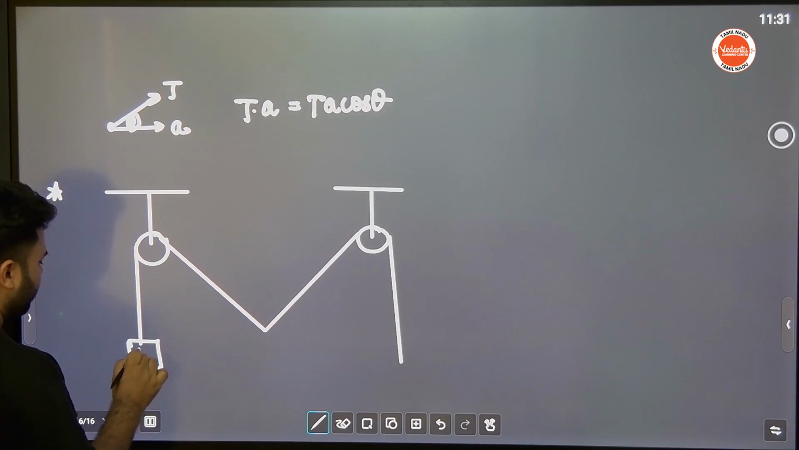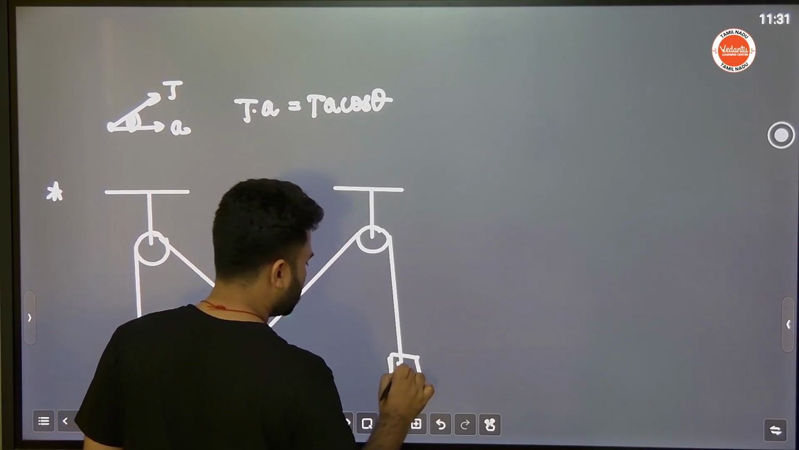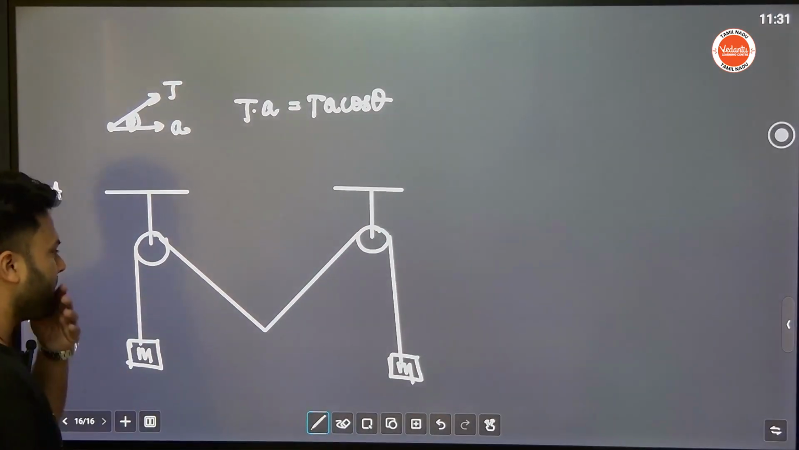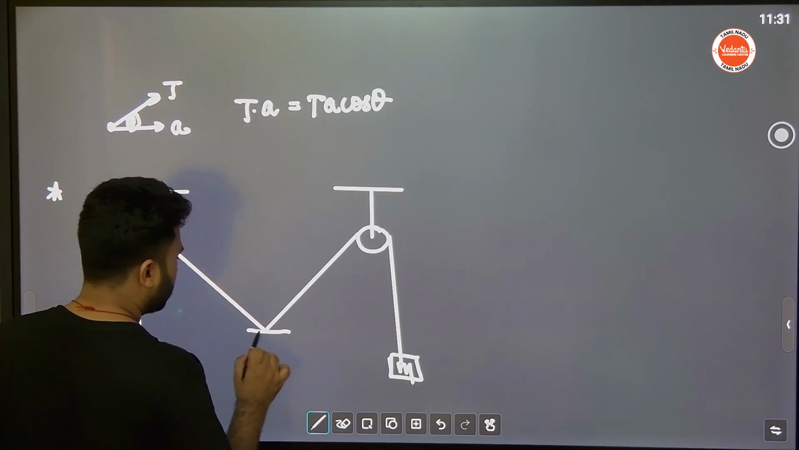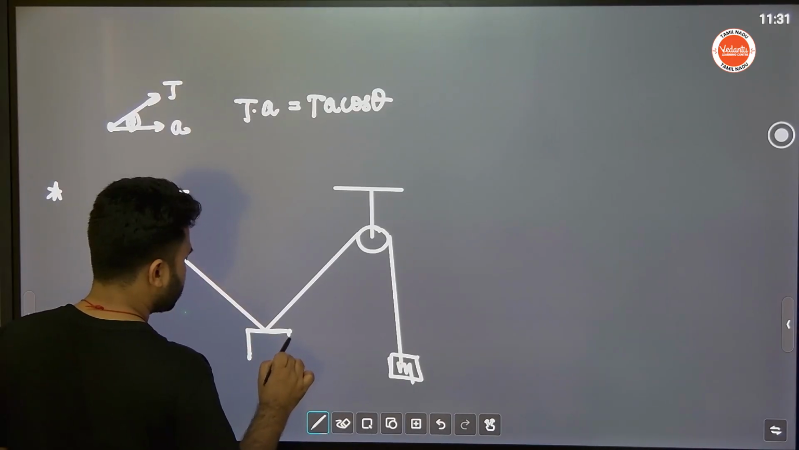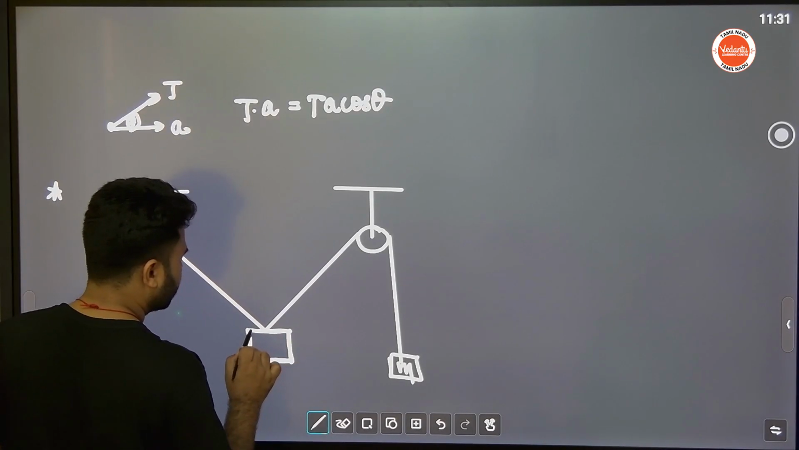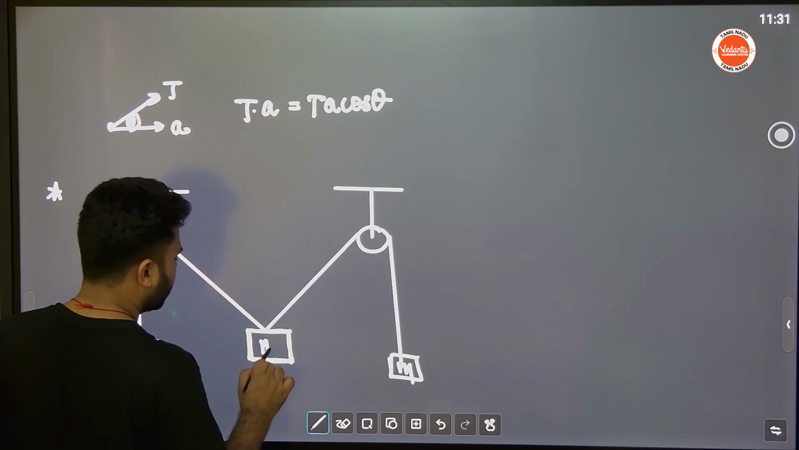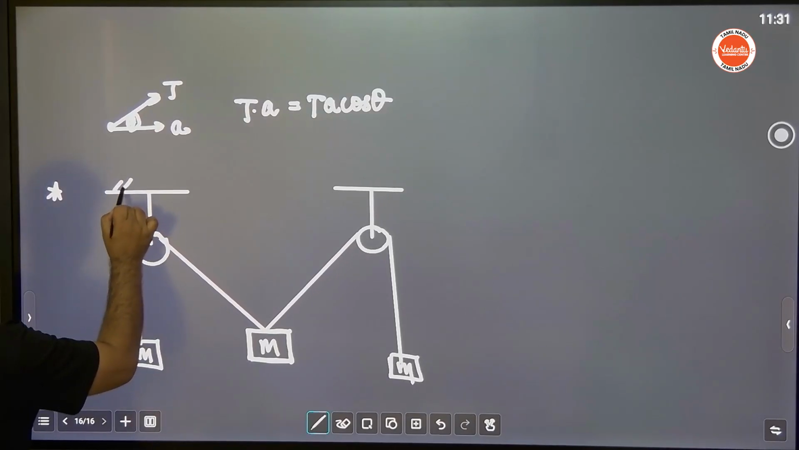Here we have mass m. Here also we have mass m. Here we have any mass, suppose, for example. Correct? This is the situation.